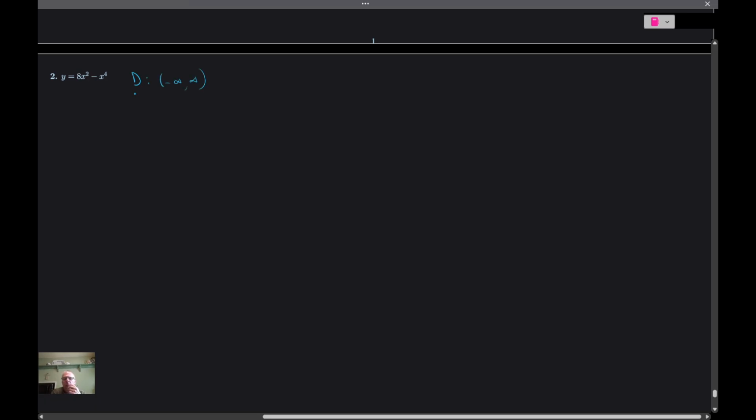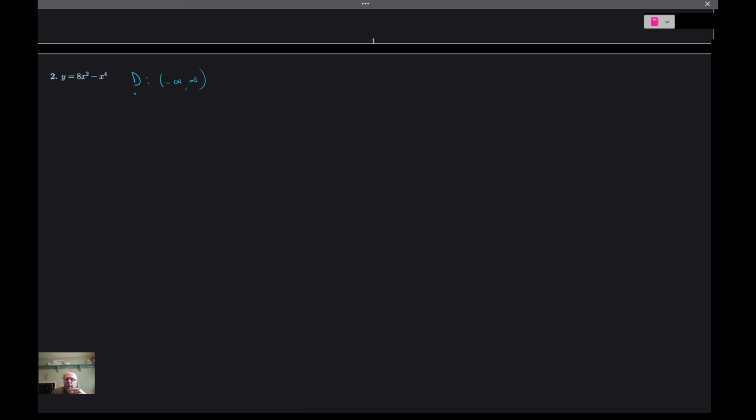This is an even degree polynomial, so the range is not all real numbers. It could be anything, I guess. I mean, not all real numbers, but it could start at any number, really. So first we have the domain, all real numbers. Let's see if we can find the intercepts.